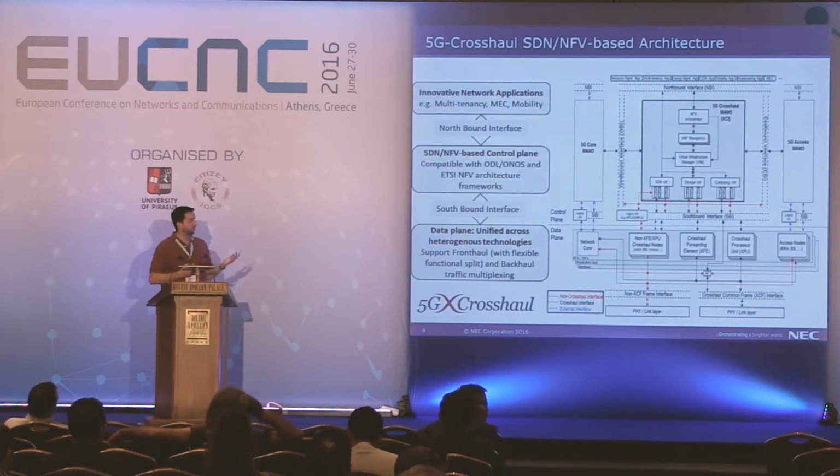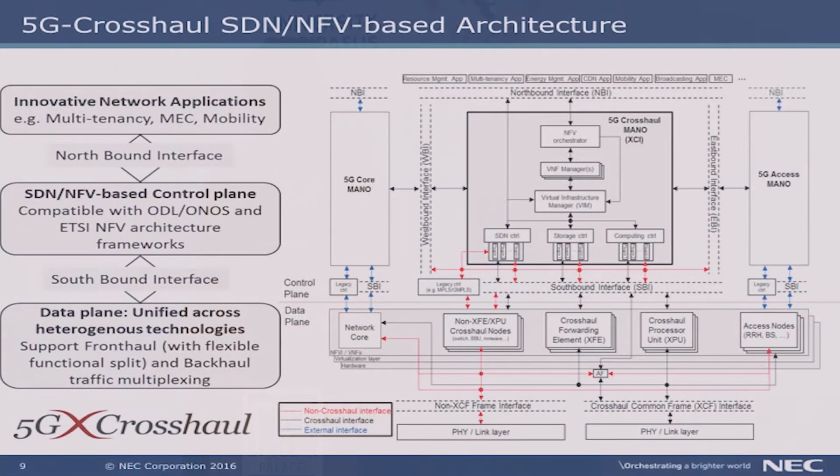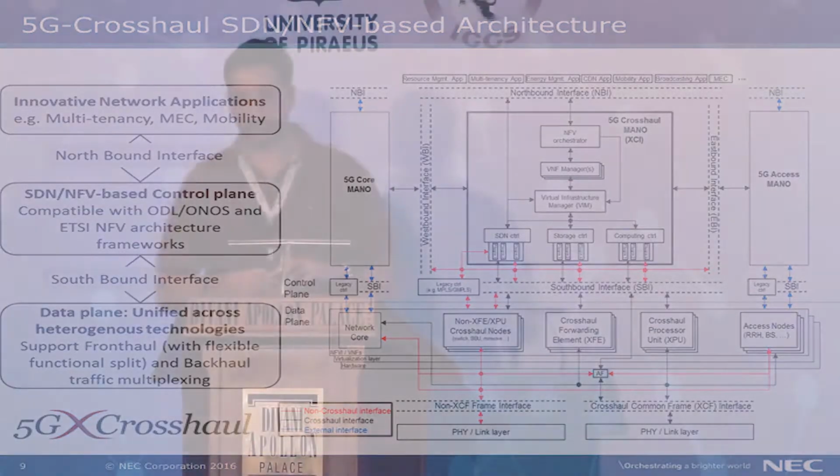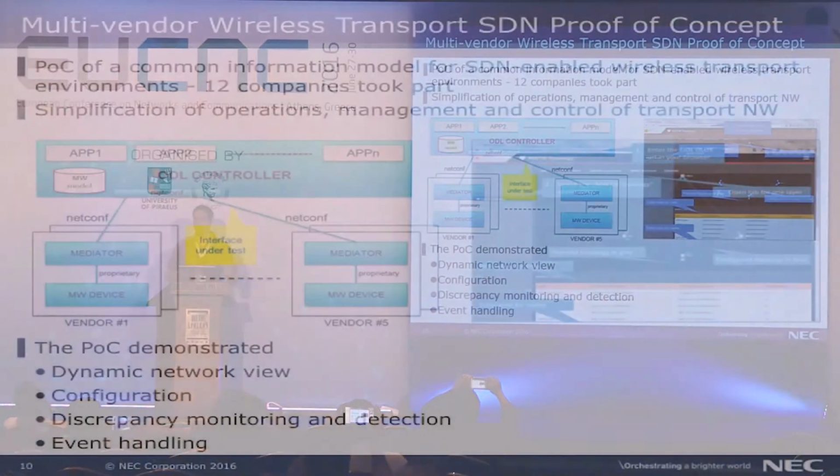In this project, just to give you a sample, we are following the typical SDN NFV-based control plane approach, where you have a northbound interface to applications, a southbound interface for the data plane, unified services, and here you can see that we try to follow ETSI NFV, Open Daylight, ONOS architecture. So it's already making its way into European projects, into POCs. It's happening. Again, an example from this direction, fronthaul backhaul.